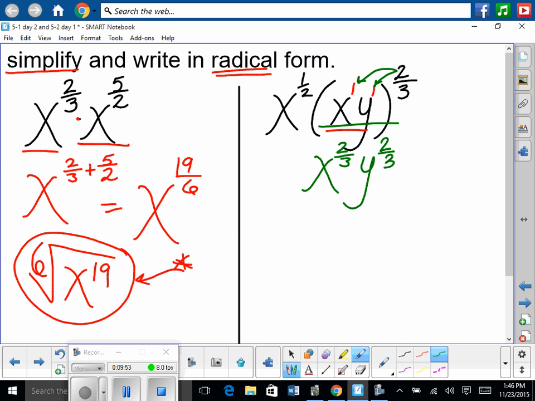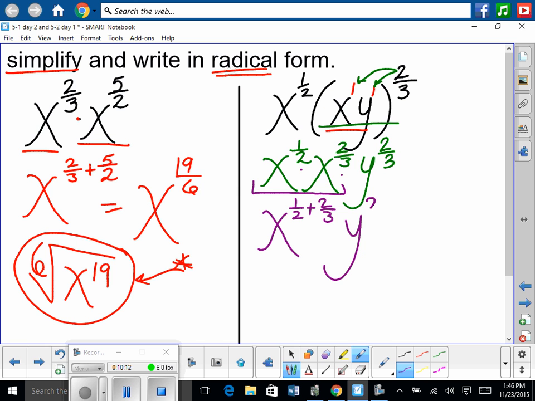Yeah? All right, and then we have x to the 1/2 still. That's almost right. And it's all being multiplied, right? Okay, so let's go through and simplify. When you multiply the same base, you add your exponents. So we have x to the 1/2 plus 2/3. And then don't we have this y to the 2/3 that doesn't have anything to simplify with it?